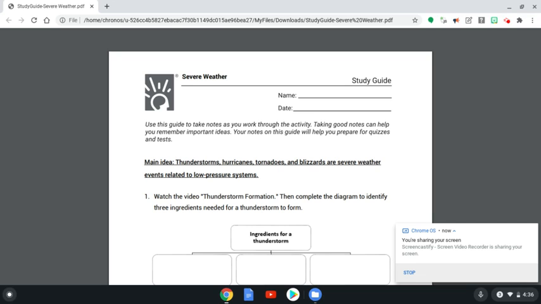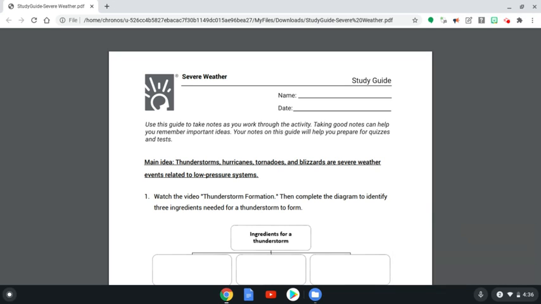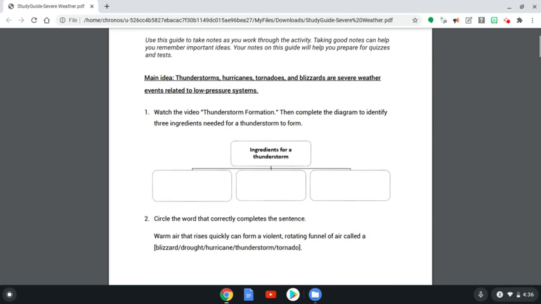Hey, we're going over this severe weather study guide today, and I'm just going to show you the questions and then we'll talk about the answers. So, with this first part, the main idea was thunderstorms, hurricanes, tornadoes, and blizzards are severe weather events related to low pressure systems. You were to watch the thunderstorm formation video in Apex and then complete this diagram.